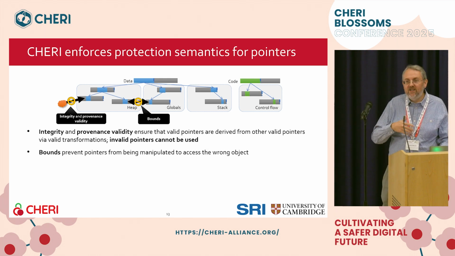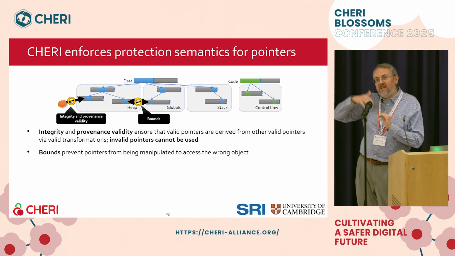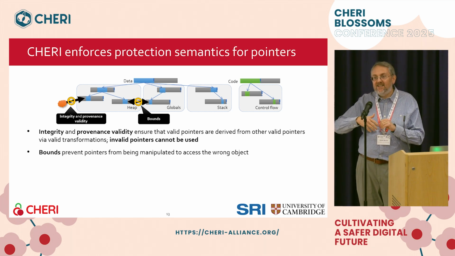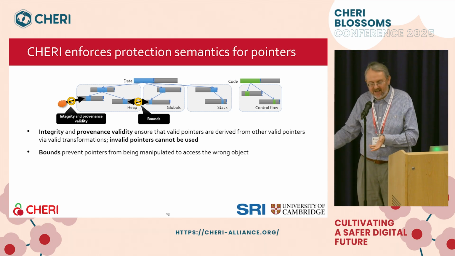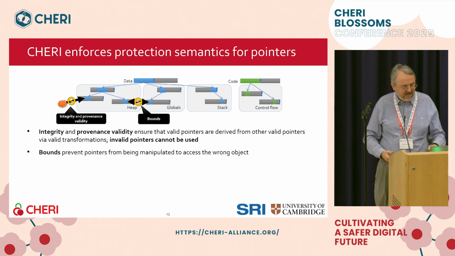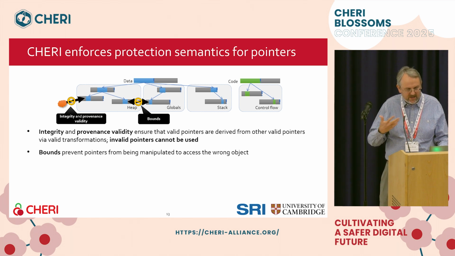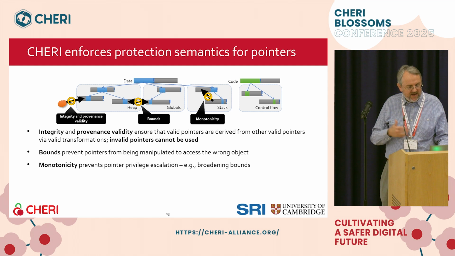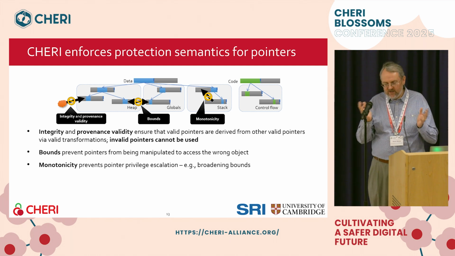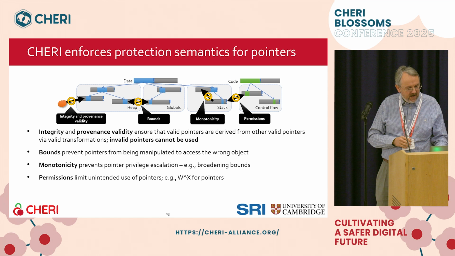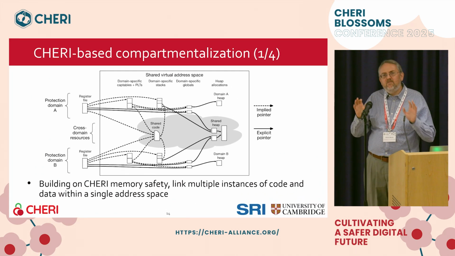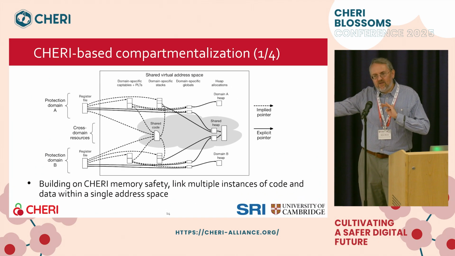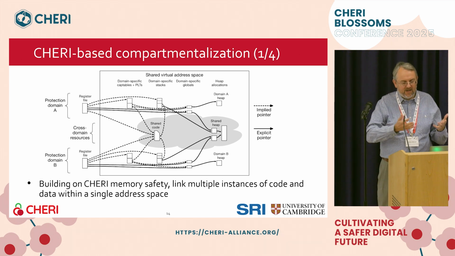We get bounds information. It also means when a programmer allocates an object and you've got a reference to that object, you can't use that reference to access another object, so you get the intent of what the programmer wanted when they wrote the code. You get this monotonicity property, so you cannot increase your bounds and permissions. Permissions: read, write, execute, but also whether you can store a capability there, and so on. So this gives you memory safety, and that's the low-hanging fruit, if you like. You recompile your code, it becomes memory safe.